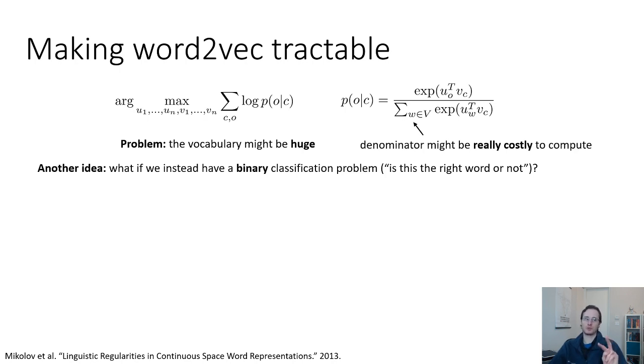So the difference between these two questions is that P of O given C above has to assign a probability to every word in the dictionary that that word is a context word for C. Whereas this binary classification problem just takes in two words, an O and a C, and it just outputs true or false, a probability of true or false, if that O goes with that C. So you can think of it as P of O is the right word given C. Now, O is the right word is a binary question. So you just need a binary classifier.